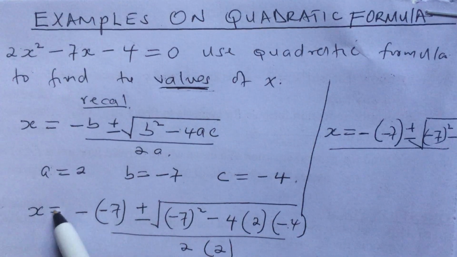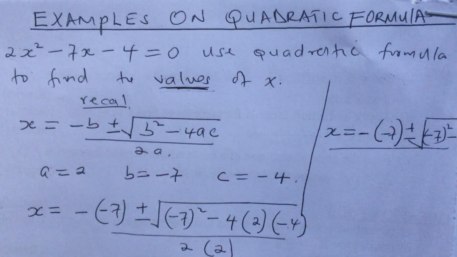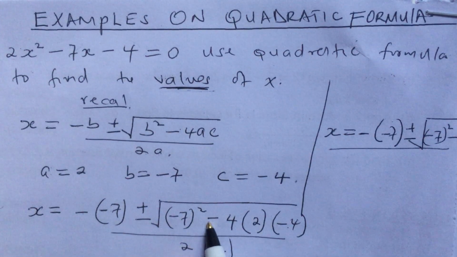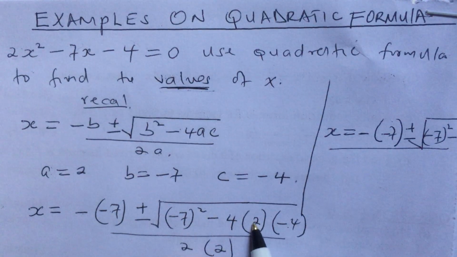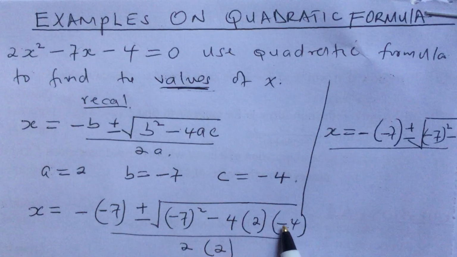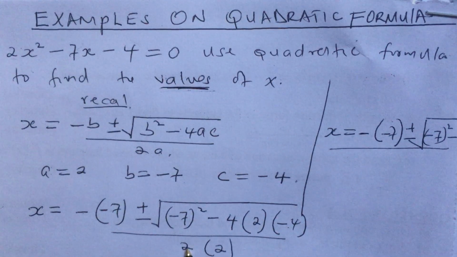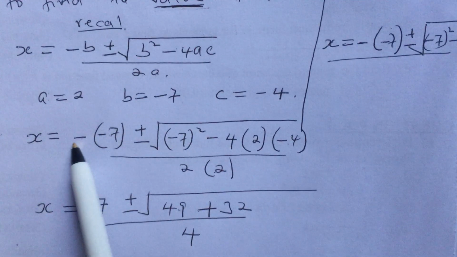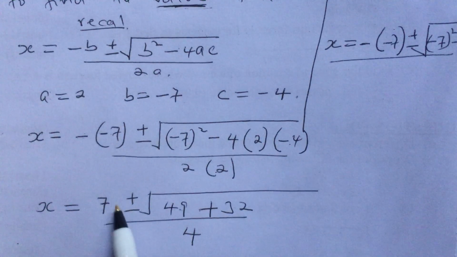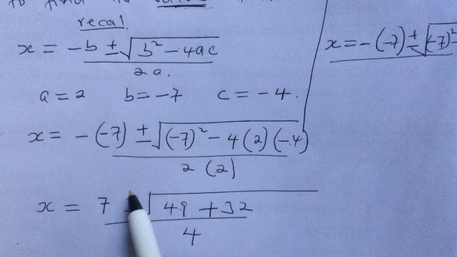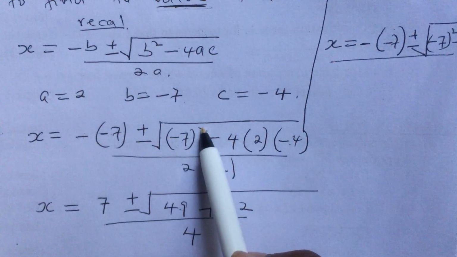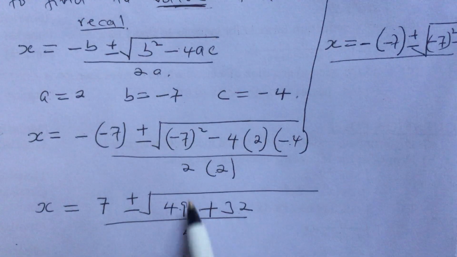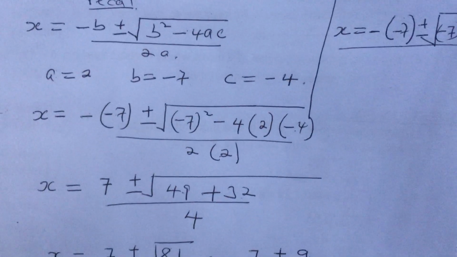Now we take these values and substitute them in the quadratic formula. That will come to x equals negative of negative 7, plus or minus the root of negative 7 squared minus 4 into bracket the value of a, which is 2, and then the value of c, which is negative 4, and then all over 2 into a, and we saw that a was 2. Now remember, from this sign, the negative and negative, we end up with positive 7 plus or minus the root of negative 7 squared, which goes to 49 plus 32, then divided by 4, 2 times 2, which goes to 4.